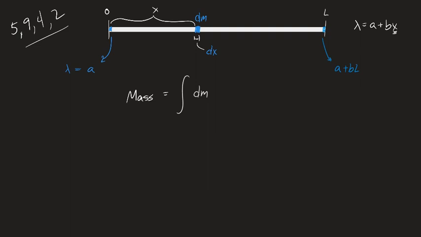Therefore, the density of any piece of the bar should be equal to dm over dx. But this is a function. Different pieces will have different densities. So I could write dm as lambda dx, or better yet, I could write it as (a + bx) dx. That is what dm is. Every piece of mass has a different mass.